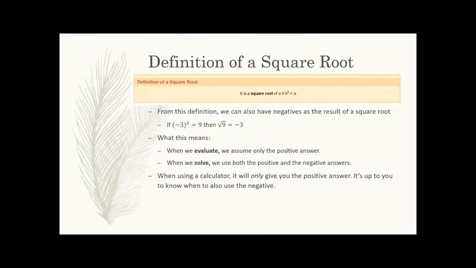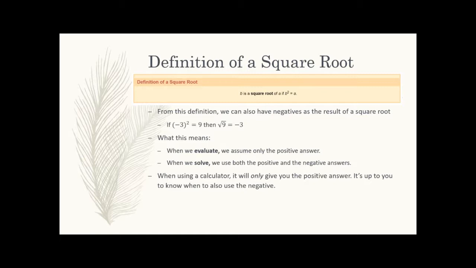The actual definition of a square root is that b is the square root of a if b squared equals a. Basically what I did on the previous slide. Because of this definition, we can also get negatives as a result of a square root. For example, if you square -3, you get 9. So the square root of 9 can also be -3 in addition to 3, because both values give you 9 when you square them. When we evaluate, following the order of operations, we're not solving and we don't have variables, so we usually only assume the positive answer. That's why we say the square root of 9 is 3.